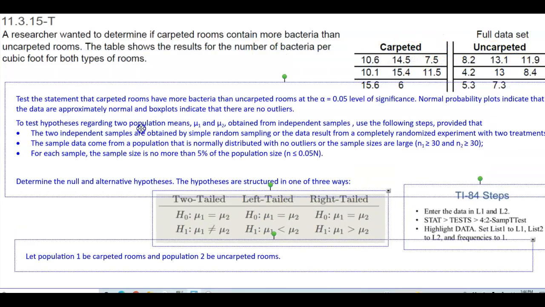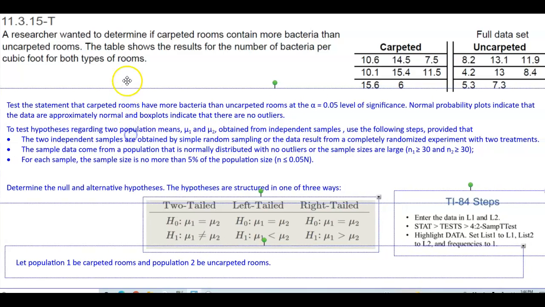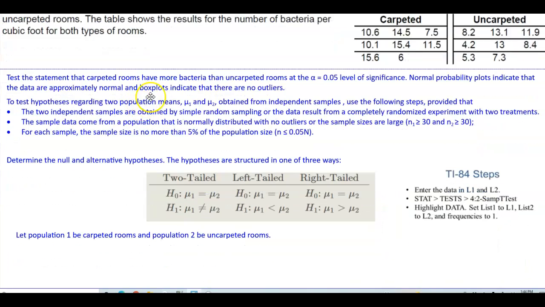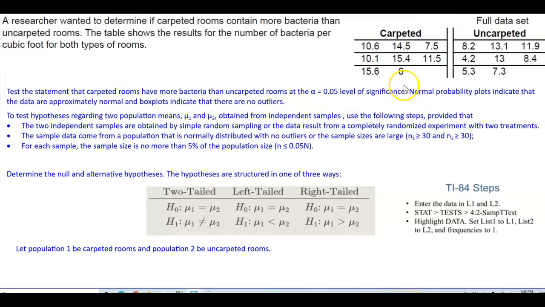Okay, so the first thing we want to do is to test the statement that carpeted rooms have more bacteria than uncarpeted rooms at the alpha equals 0.05 level of significance. Normal probability plots indicate that the data are approximately normal, and box plots indicate that there are no outliers. So we're going to use the TI-84 to be able to put this information in.